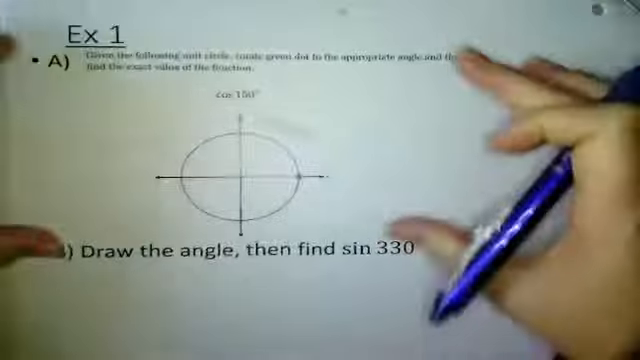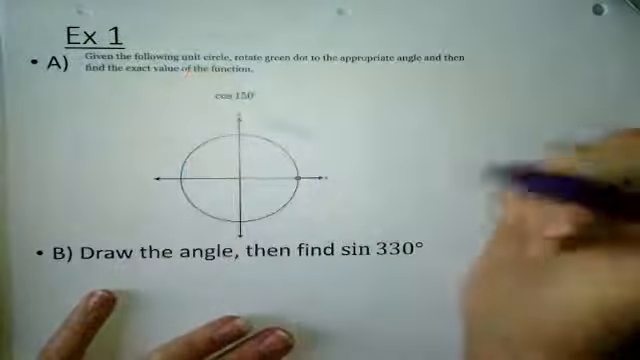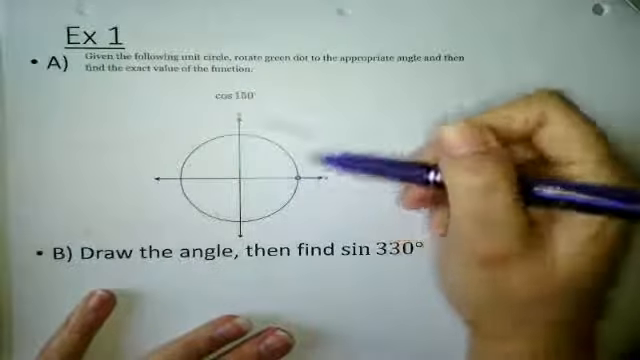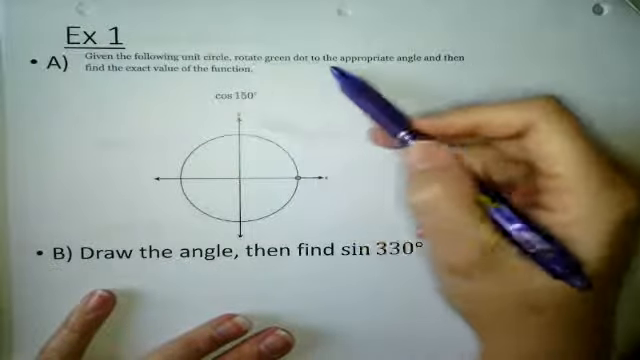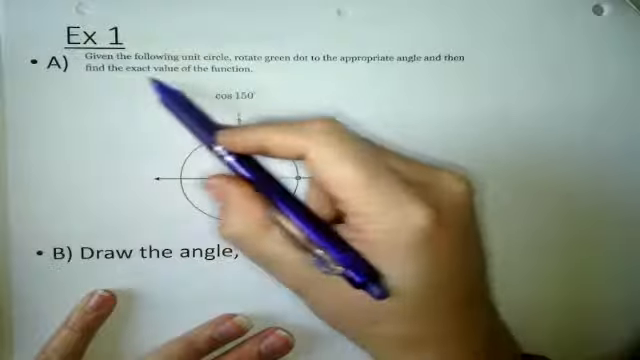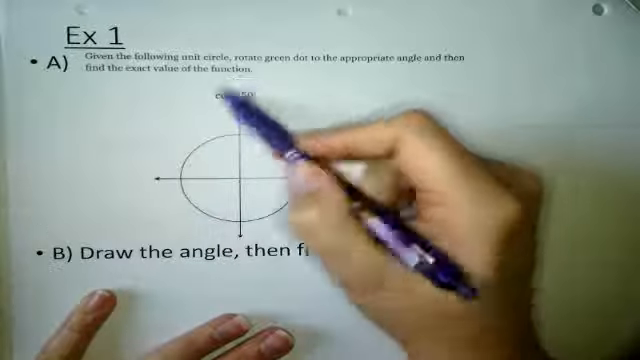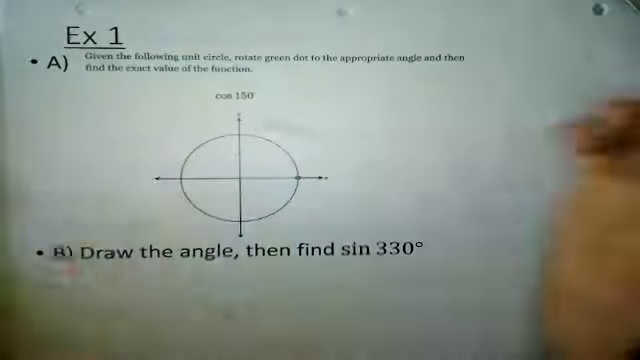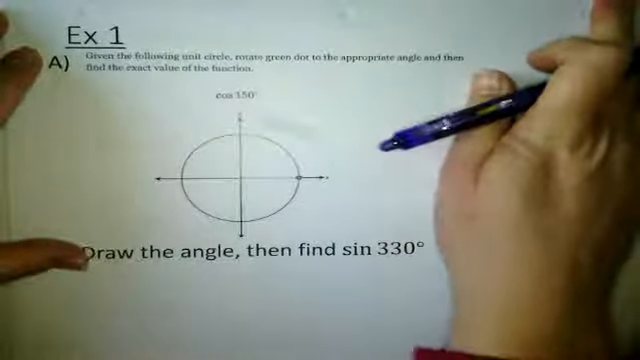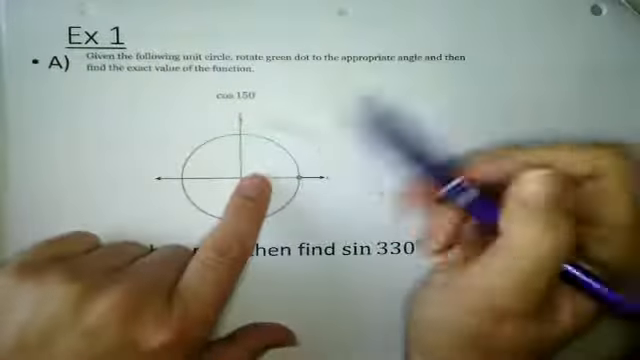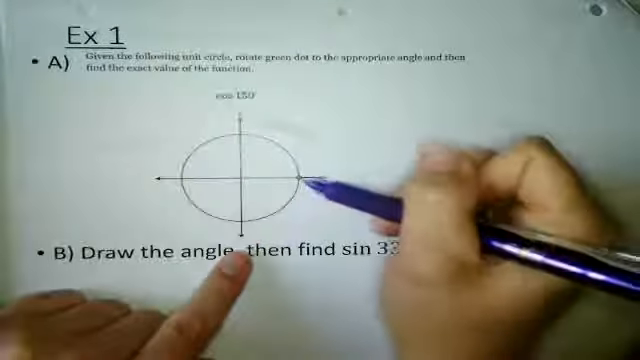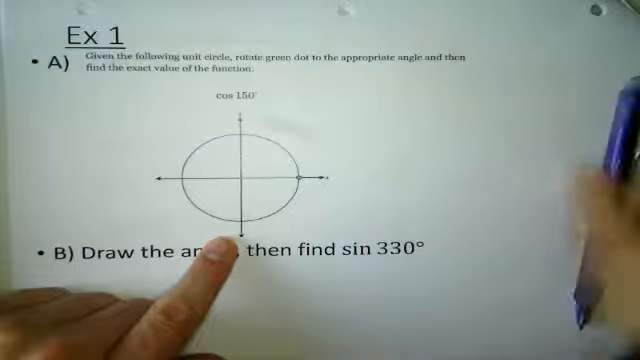So again, I'm starting with an example 1 here. Given the following unit circle, rotate the green dot to the appropriate angle, then find the exact value of the function cosine of 150. So I'm always going to start with the problem you're going to see. So where is 150 degrees? You get to rotate that angle. I'm going to use green.